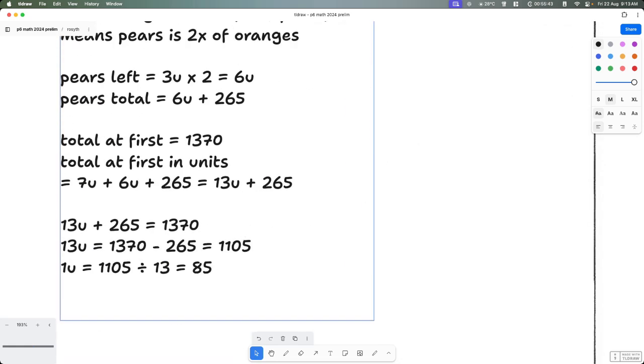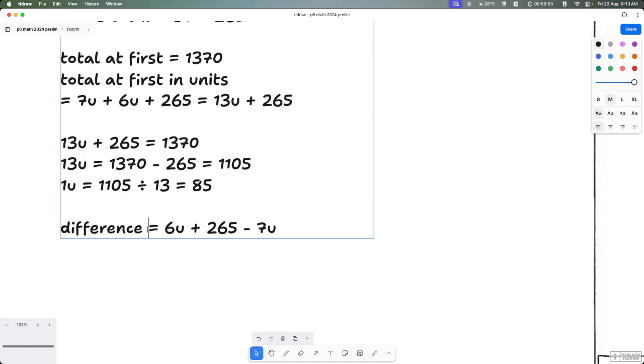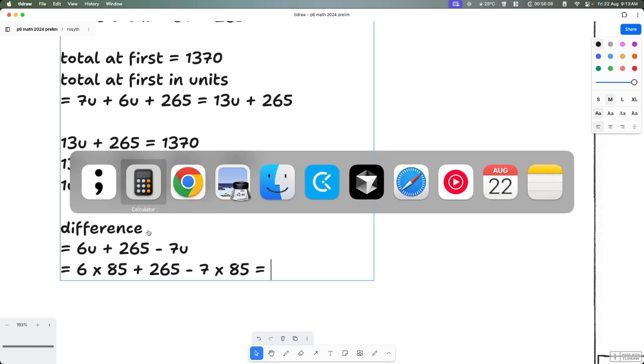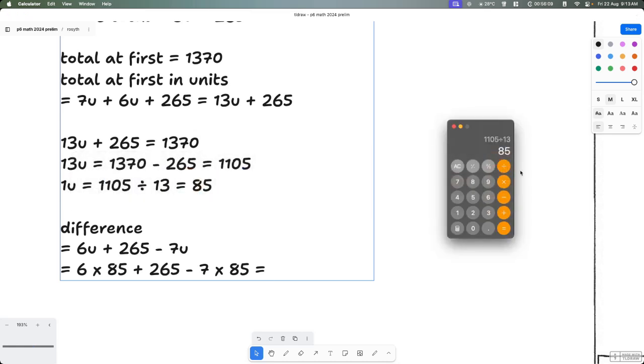The difference is basically pairs, 6 units plus 265, minus 7 units, in this case. So let me just combine: 6 times 85 plus 265 minus 7 times 85. Then let's use the calculator.